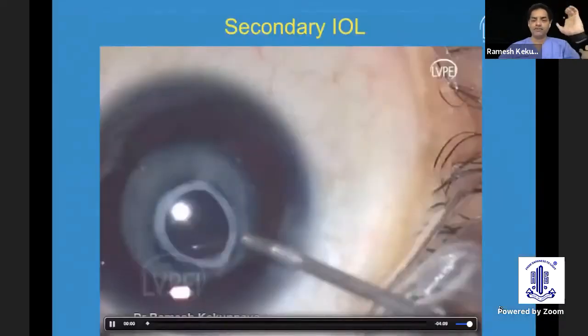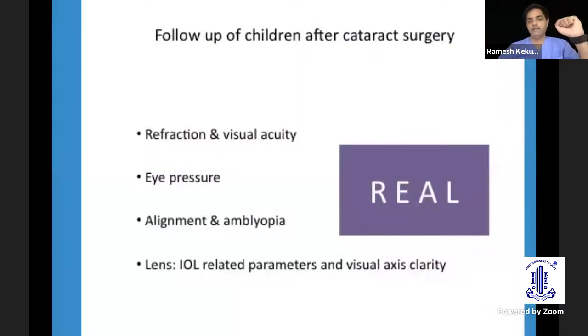Secondary, I will not show because of the want of time. The last slide, I would say all of that is very nice, but always remember real follow-up. That's the mnemonic, I would say. Refraction, visual acuity at every visit, IOP check at every visit, check for alignment and rule out amblyopia at every visit. And also look at the IOL, look at if there is any tilt, look at if there is any disturbance in the visual axis clarity. And the last thing, remember grip when you do an anterior capsular axis.